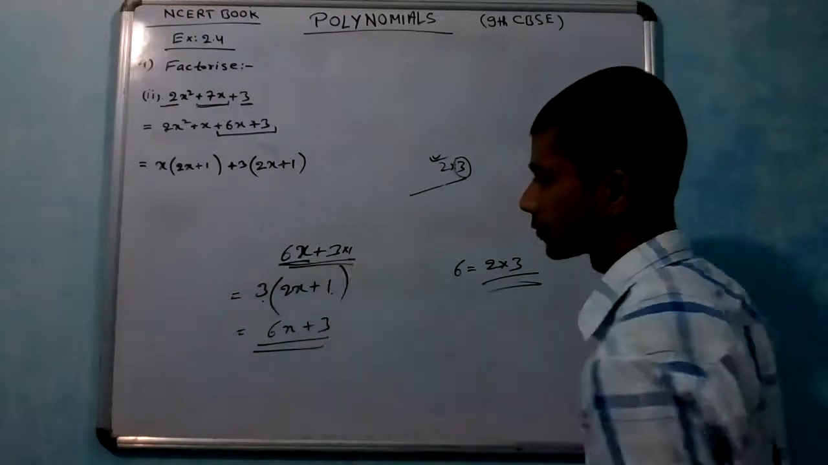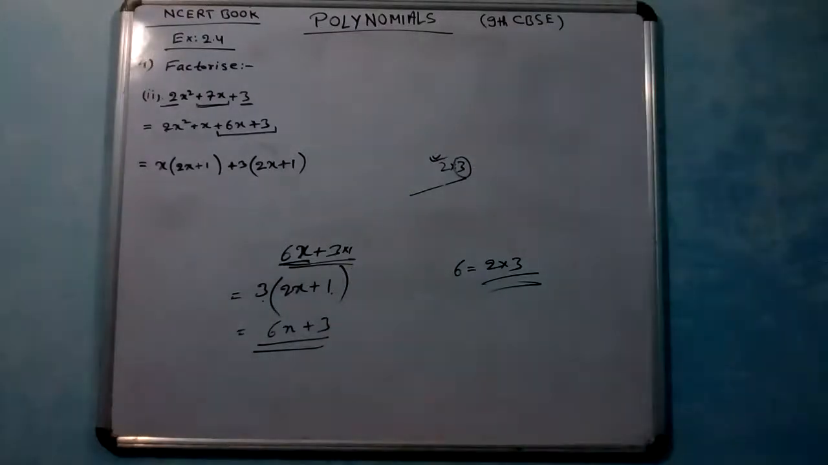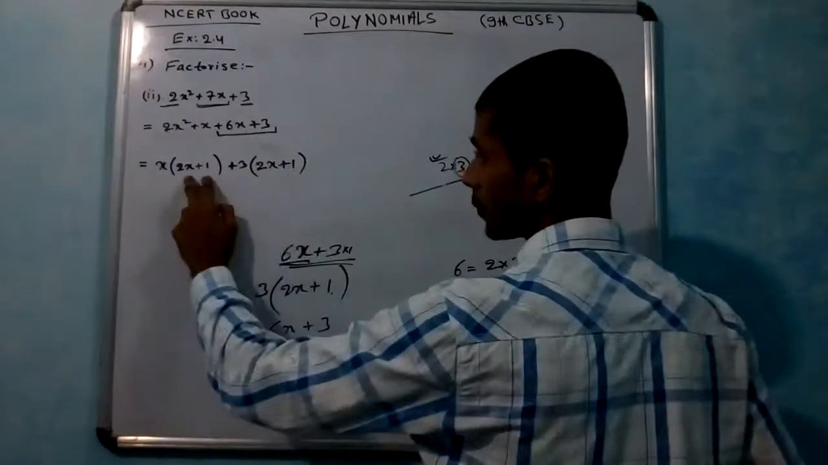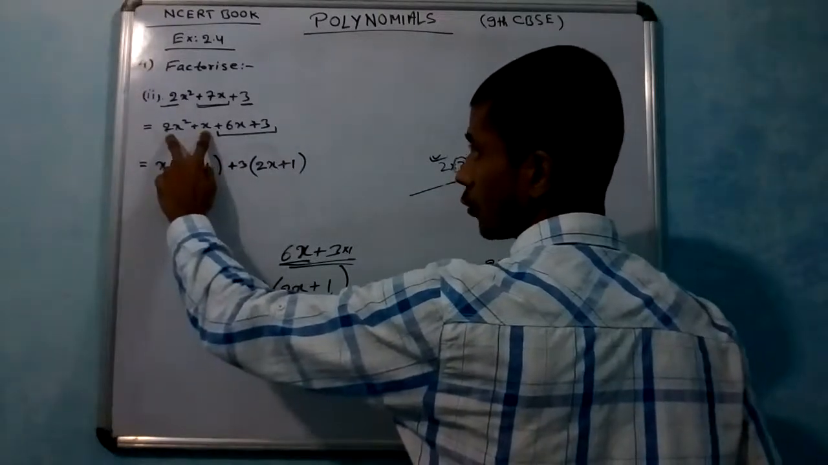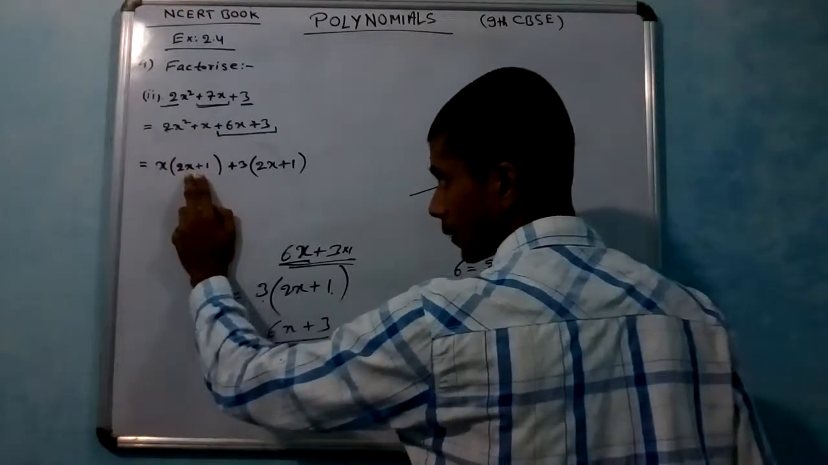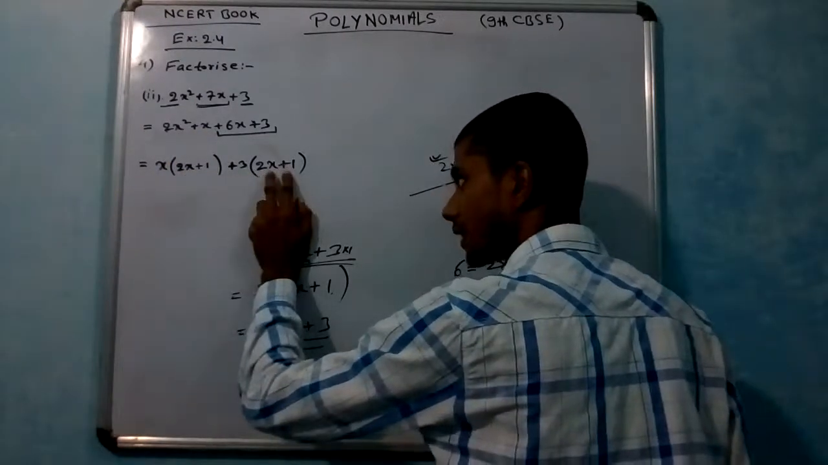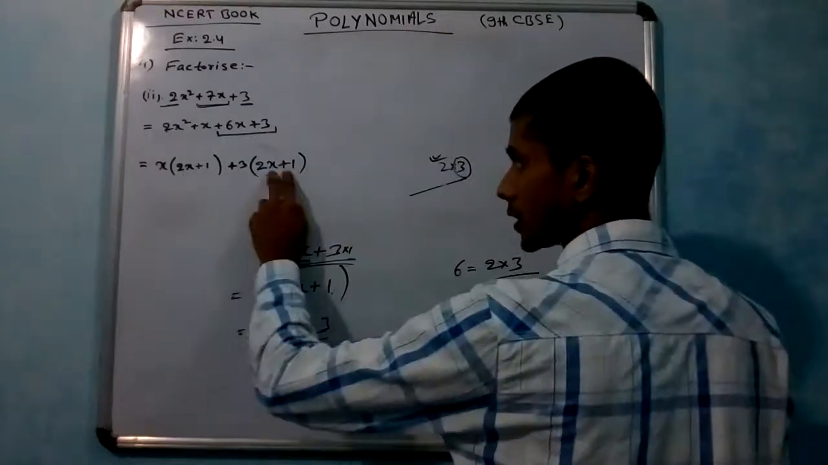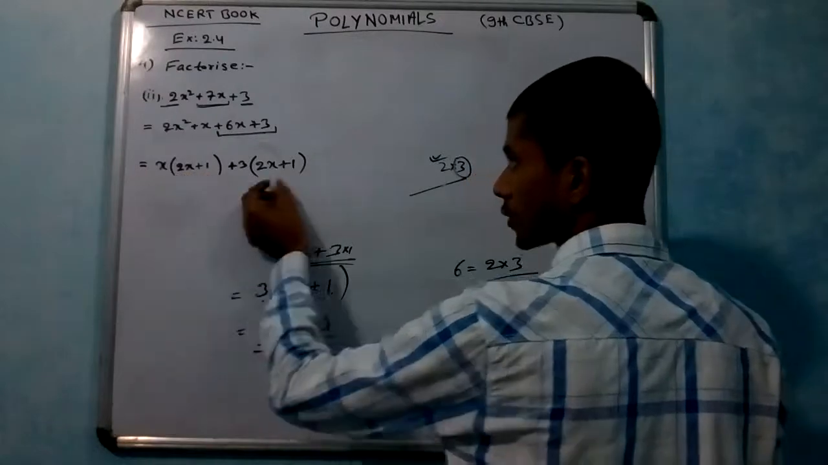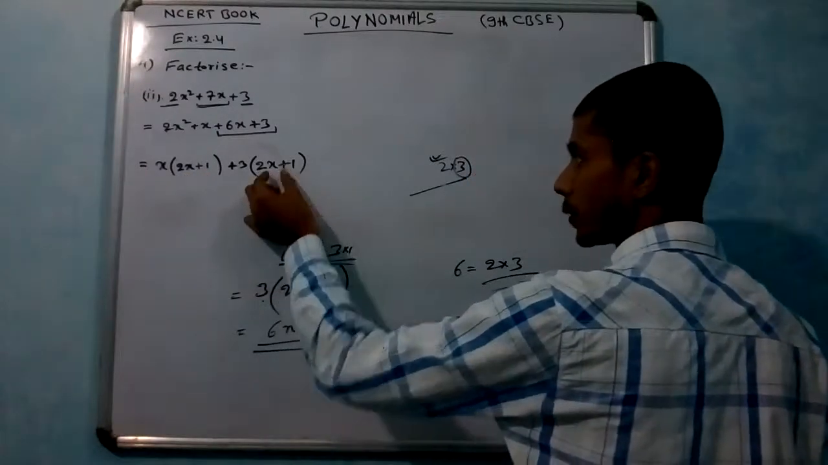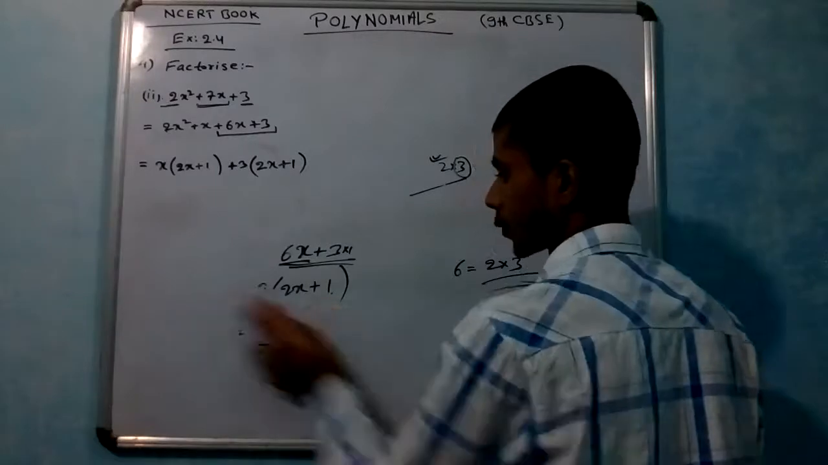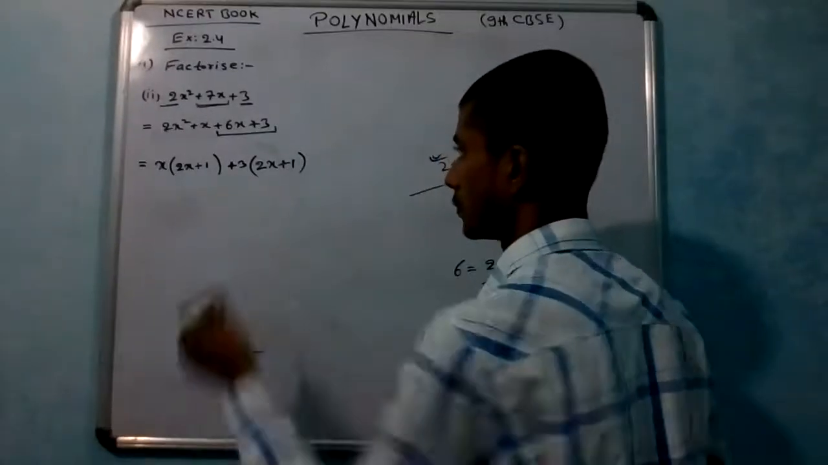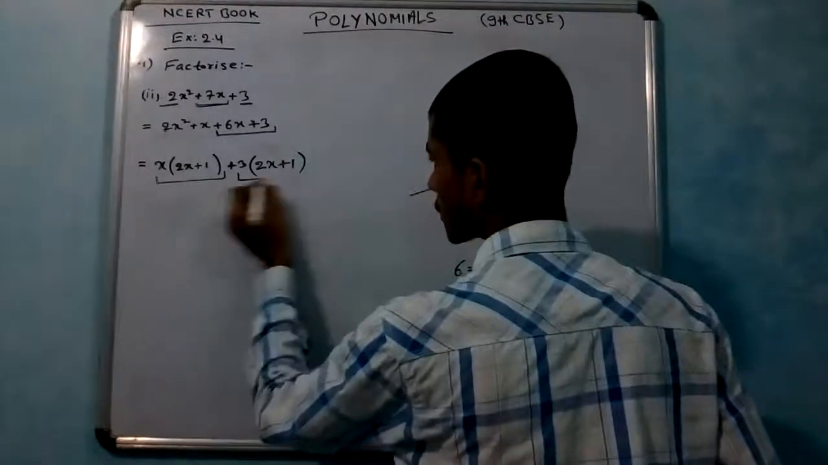Now, one thing in this factorization process: when the first two terms' work is done, whatever is coming inside the bracket, the same thing must come inside the bracket here. So inside the bracket here 2x plus 1, this bracket also has 2x plus 1. So tell me now what is common in these two terms, this term as a whole and this term as a whole.